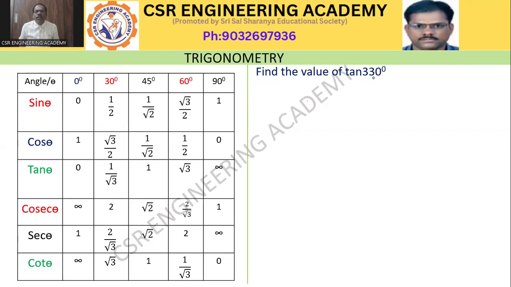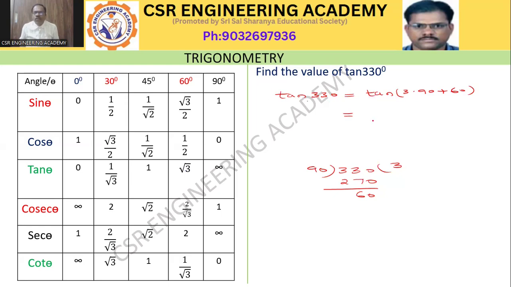Find the value of tan 330. First step, divide 330 by 90. 330 divided by 90. So 90 threes are 270. 330 minus 270, that is 60. Tan 330 is equal to tan(3 × 90 + 60), here the multiple of 90 is 3, an odd number. For an odd number, tan changes to cot, theta is 60, cot 60.